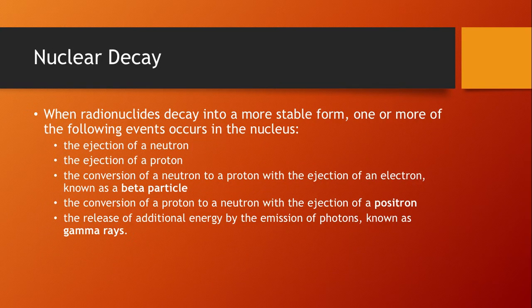So through this process of nuclear decay, one or more of the following events can occur: the ejection of a neutron, the ejection of a proton, the conversion of a neutron to a proton with the ejection of an electron, known as a beta particle, the conversion of a proton to a neutron with the ejection of a positron, and the release of additional energy by the emission of photons known as gamma rays. So, all of these can happen, some of them can happen, some can occur over different steps of the decay process. It just depends on the element that is decaying.